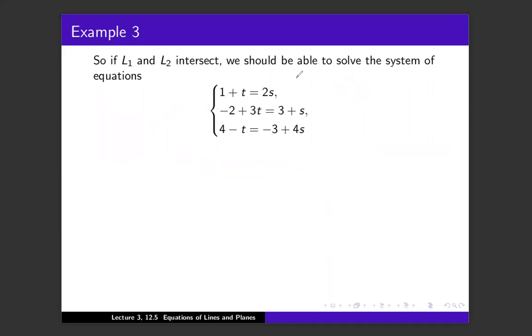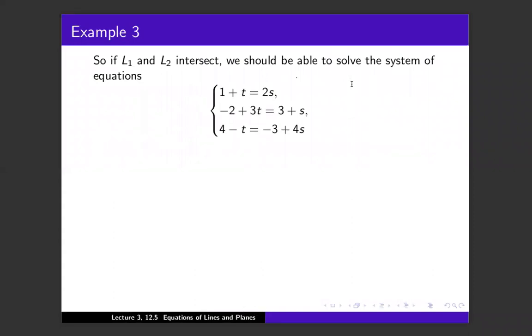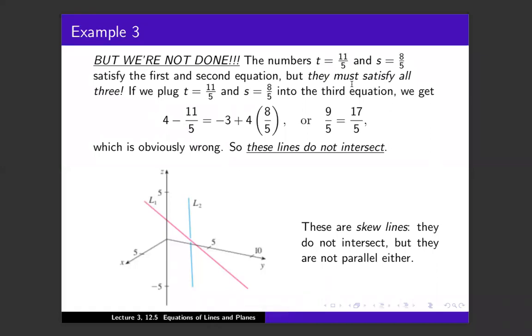No, we're not. The numbers t equals 11/5 and s equals 8/5 do satisfy the first and second equations, but it's not enough. They have to satisfy all three of them. And if we plug those numbers into the third equation, which is 4 minus t equals -3 plus 4s, then what we end up getting is the nonsensical equation, 9/5 equals 17/5. Well, that's obviously not right. So these lines don't intersect.